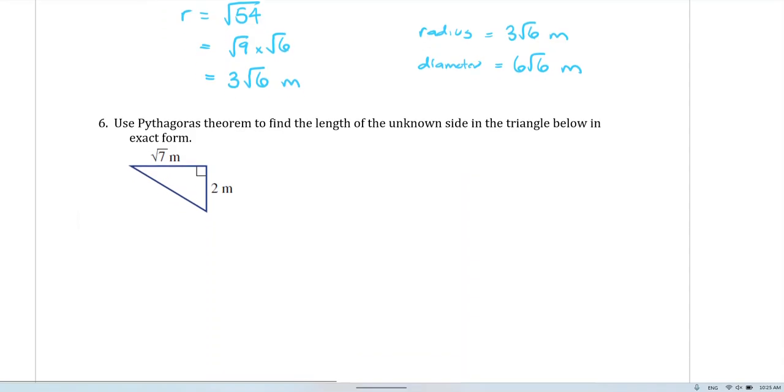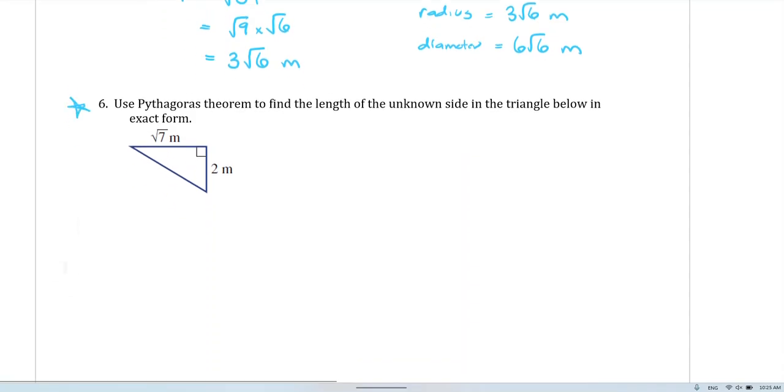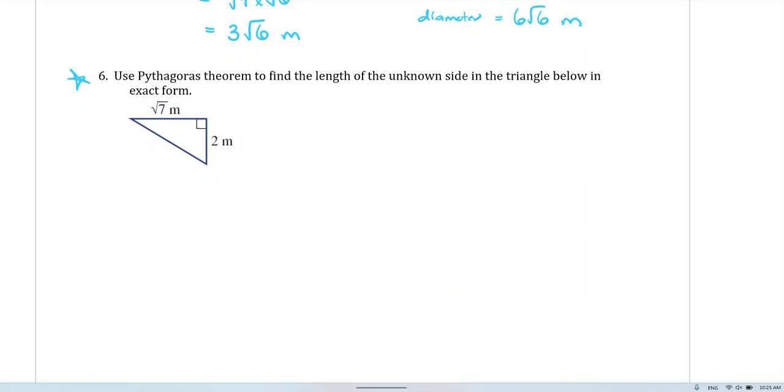And also part of question 6 here. Use Pythagoras' theorem to find the length of the unknown side in the triangle below in exact form. So we're trying to find the hypotenuse over here in exact form. There are a few different versions of Pythagoras' theorem that you're probably familiar with, but the formula that I'm going to use is that the hypotenuse is equal to the square root of a squared plus b squared, which is the two shorter sides squared and added together.